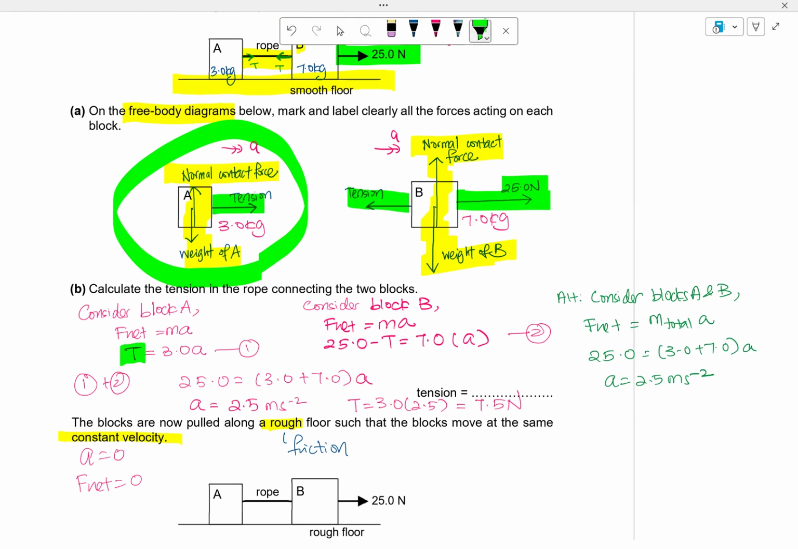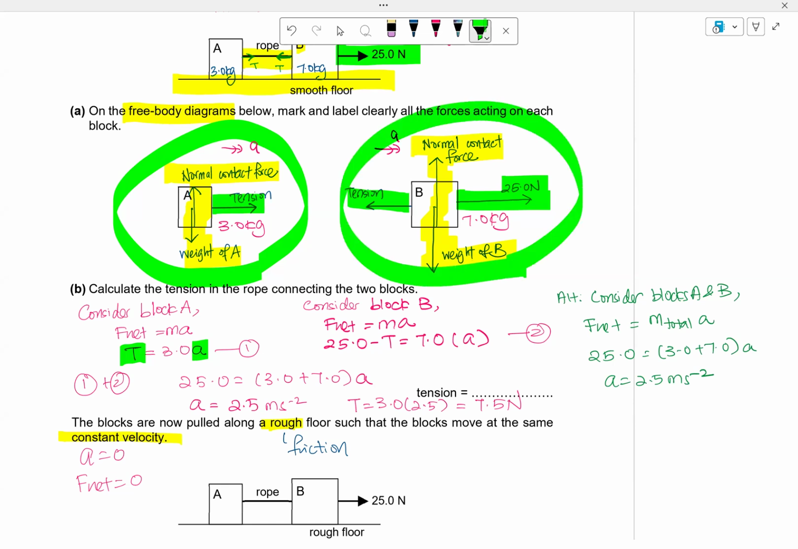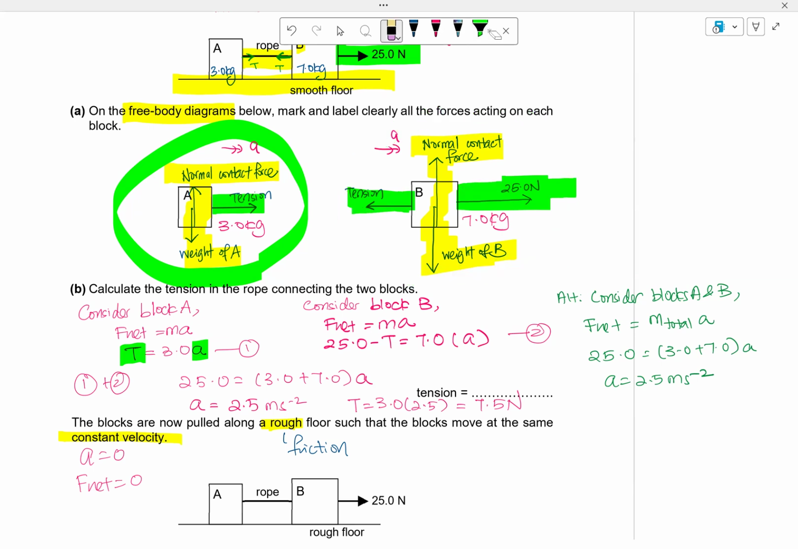I cannot solve two unknowns with one equation. So now I need to go to block B. For block B in the horizontal direction, the net force will be 25 newtons minus tension. I'm basically just considering the horizontal forces. So F net is 25 minus T. This causes block B, with a mass of 7 kg, to accelerate. So the m will be 7 kg, and then times a.